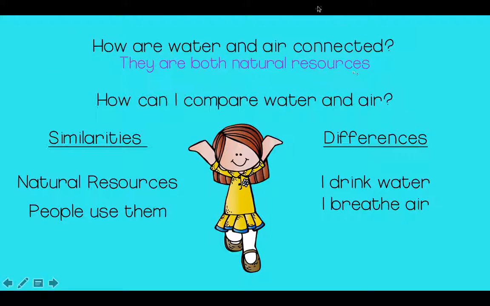How they're connected is how they're related. How they're similar and different are extra details that describe lots of things that are similar and different about them. So differences would be the differences between the water and air. Similarities are the things that are the same. Okay, so natural resources is how they're connected and how they're the same.